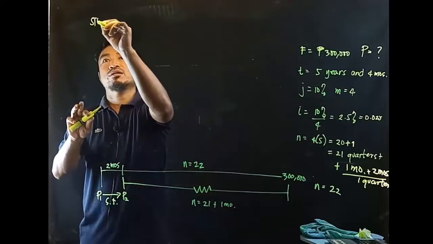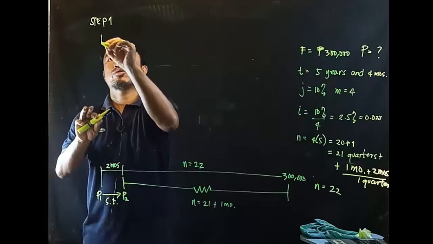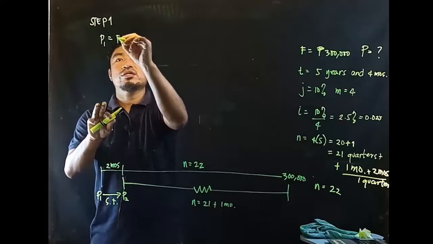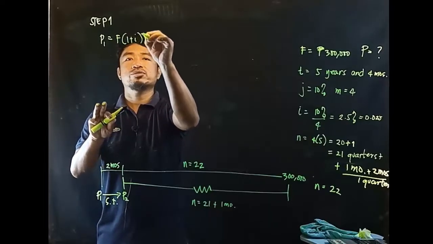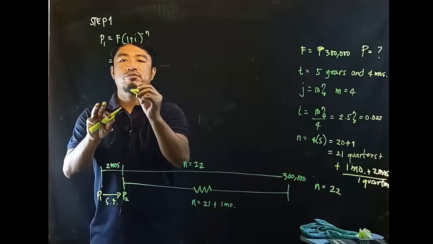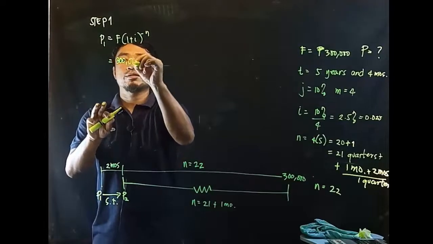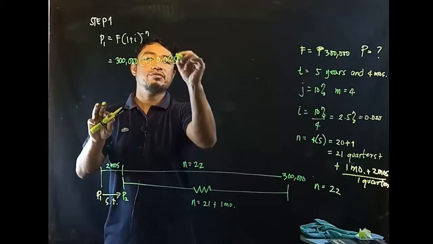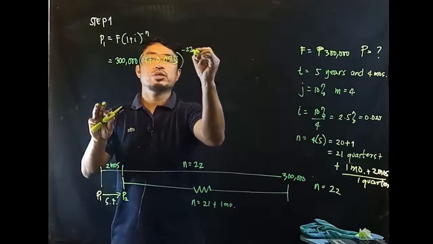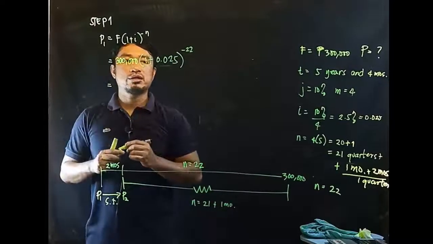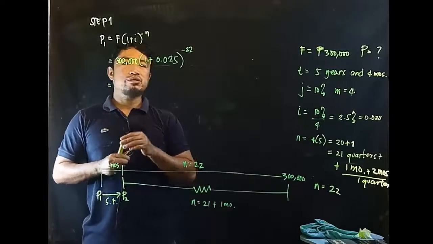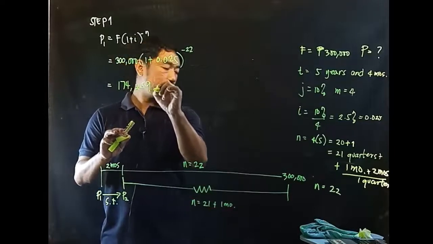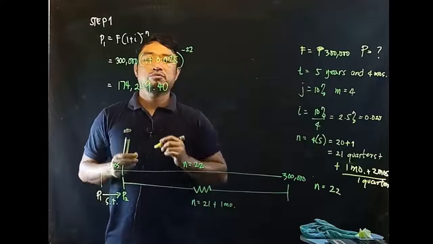So for our step 1, we're going to compute P1 using n equal to 22. So that's F times (1 plus i) raised to negative n. So the final amount is 300,000 times (1 plus 0.025) raised to negative 22. Therefore, our temporary present value is 174,259.40.